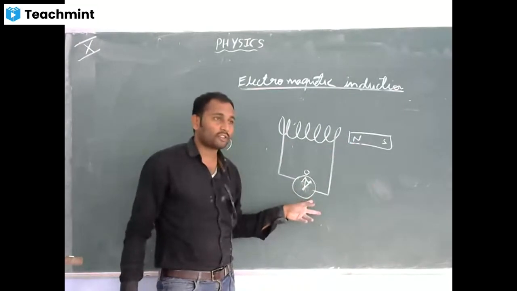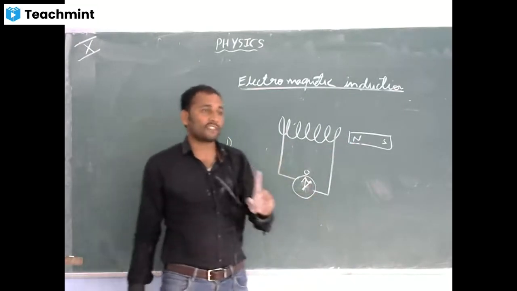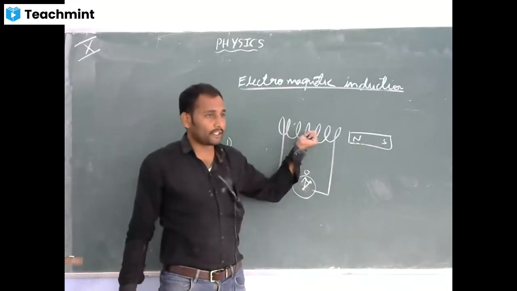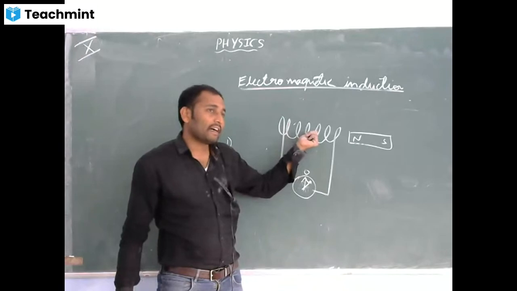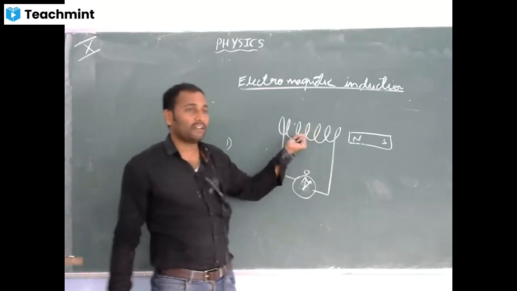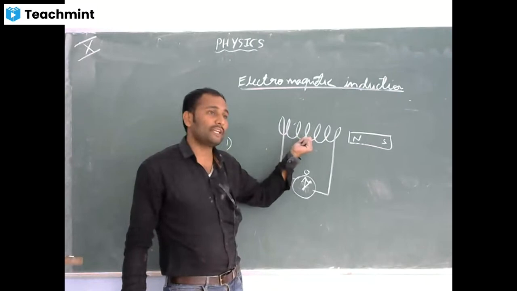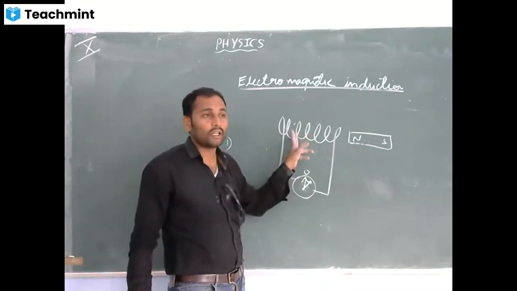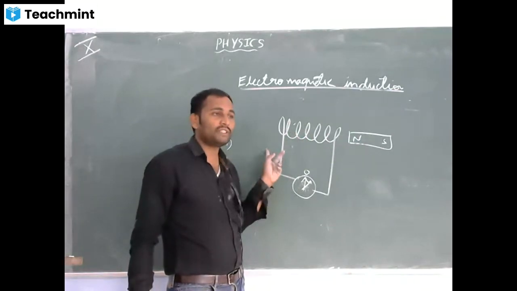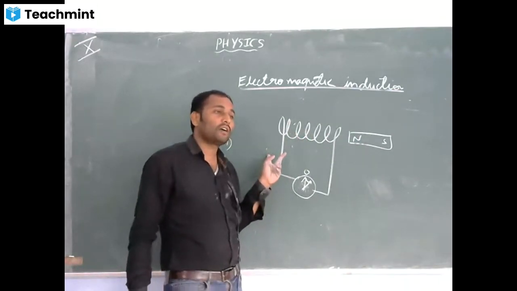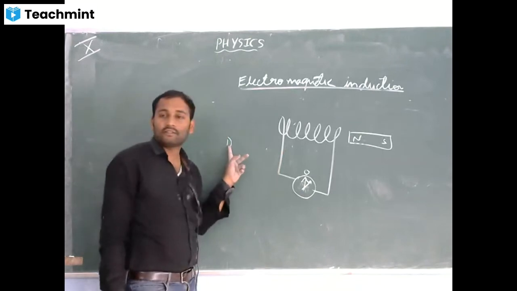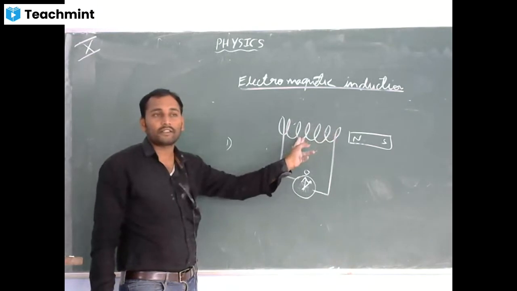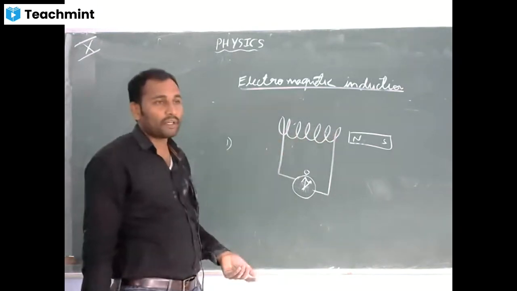it will show deflection. So the definition of Faraday's first law is, whenever the magnetic flux linked with the coil changes, an induced current will develop in the coil, or induced EMF is produced in the coil. Whenever the magnetic flux linked with the coil changes, induced EMF is produced in the coil. This is Faraday's first law. Whenever the magnetic flux or magnetic field lines linked with the coil change, induced EMF is developed.